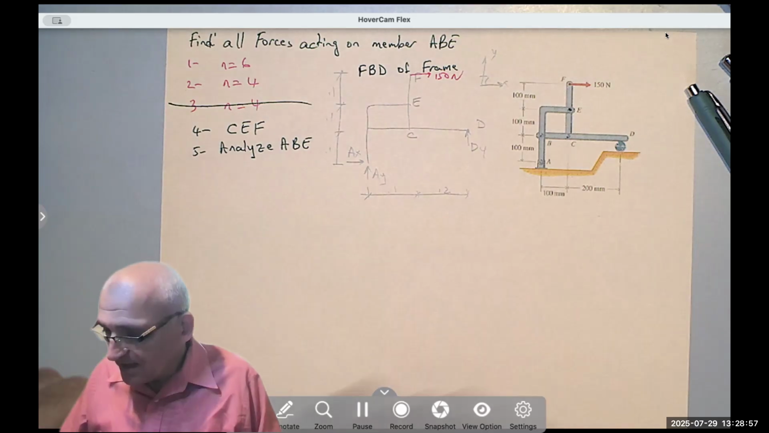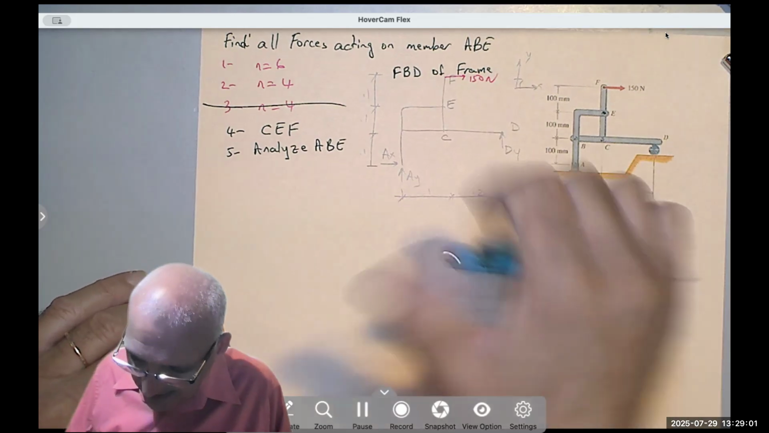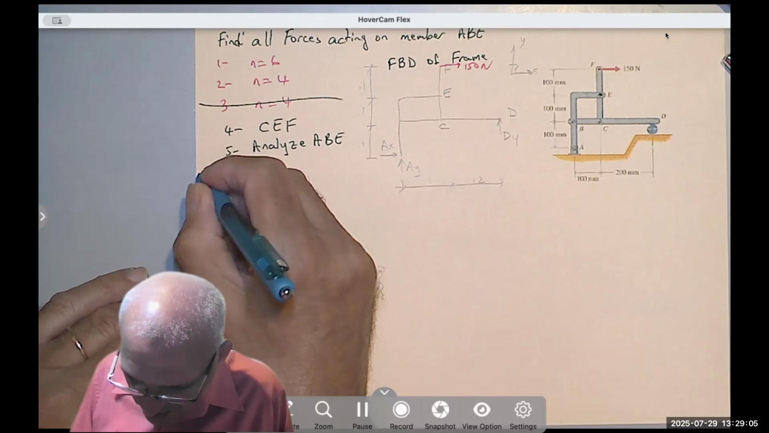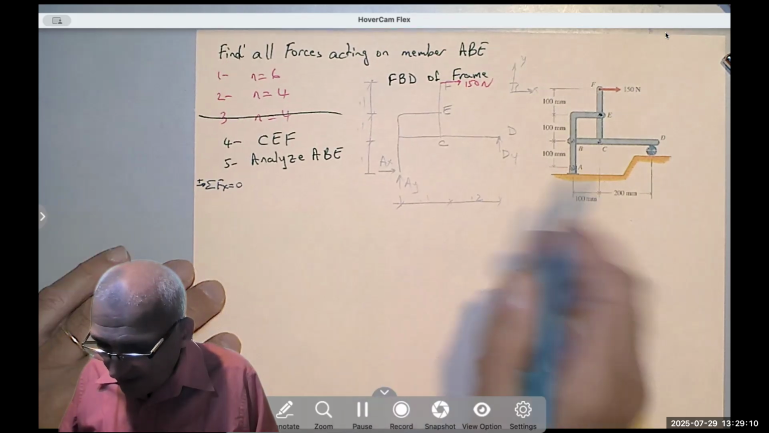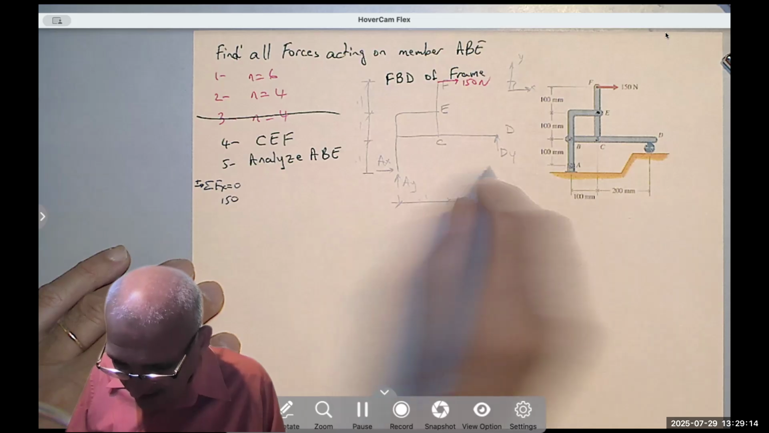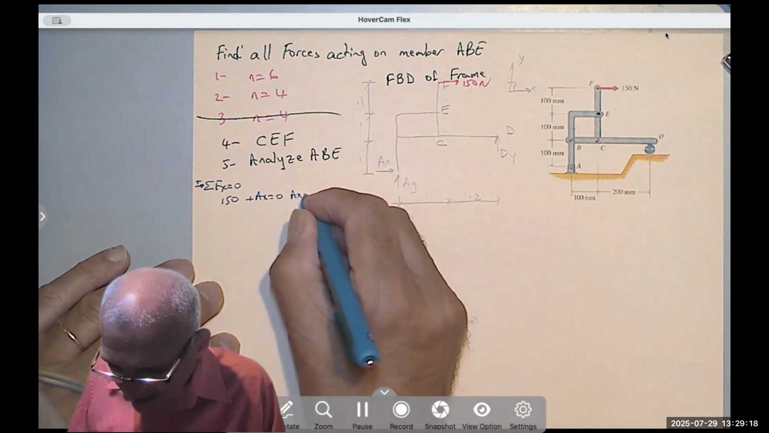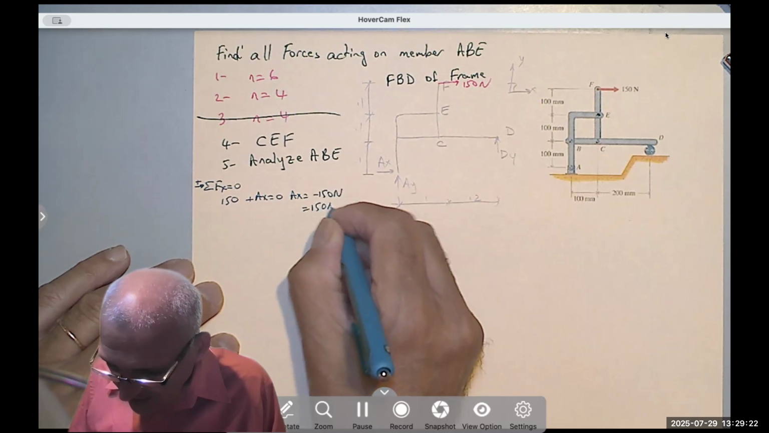Now I have everything I need. So let's start the analysis by saying summation of the force in the X equals 0, right is positive for the whole frame. I don't have anything other than 150 going to the right and AX going to the right equals 0. So AX equals negative 150 Newton, equals 150 Newton to the left.